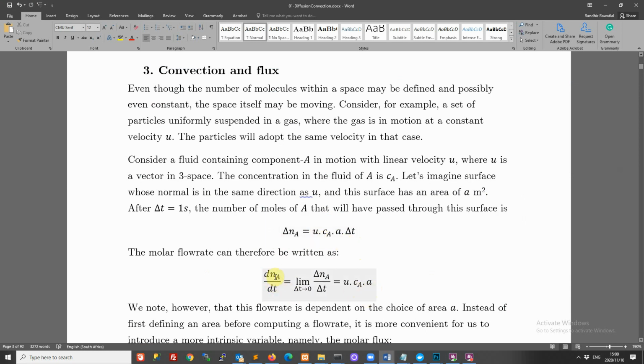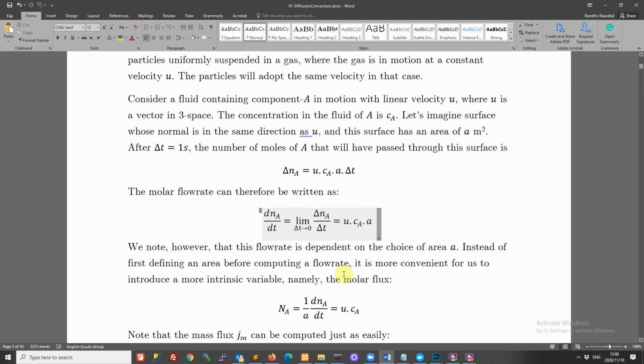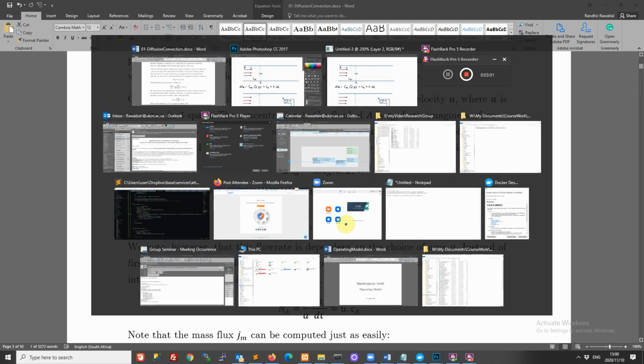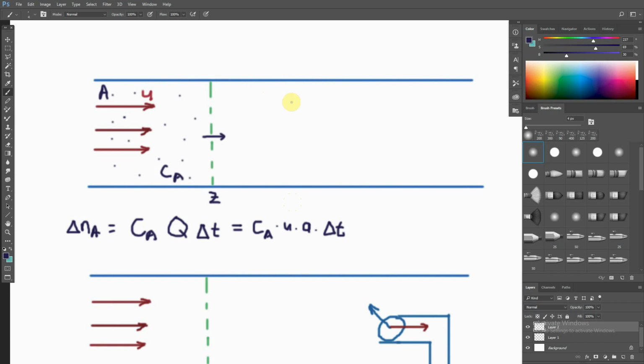So this is the rate of change of moles of A that's entering this space. Now we would like to translate this into a flux. So a flux is a more intrinsic property. And to explain the concept of intrinsic, if you think about our estimate here, you can see that this rate of change of moles is dependent on the area of our system. Right, so our system, our tube, has a specific cross-sectional area which we've called A.